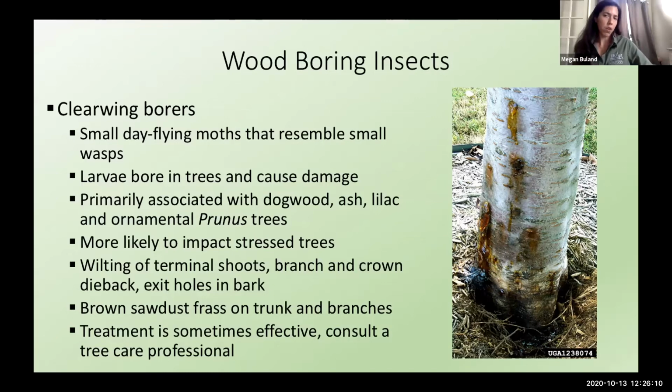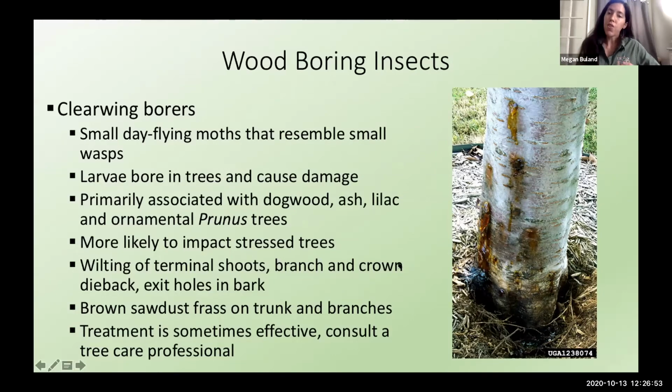And like some other things we've talked about, clearwing borers are more likely to impact stressed trees. You'll see a lot of wilting and dieback of branches and crown dieback from infection with these clearwing borers. And very often there will be brown sawdust or frass on the trunks and branches of infected trees. Now, these clearwing borers are very often found on stressed trees. So if you can mitigate stress on your landscape trees, you're very likely to have less of a problem with these clearwing borers infecting your trees.